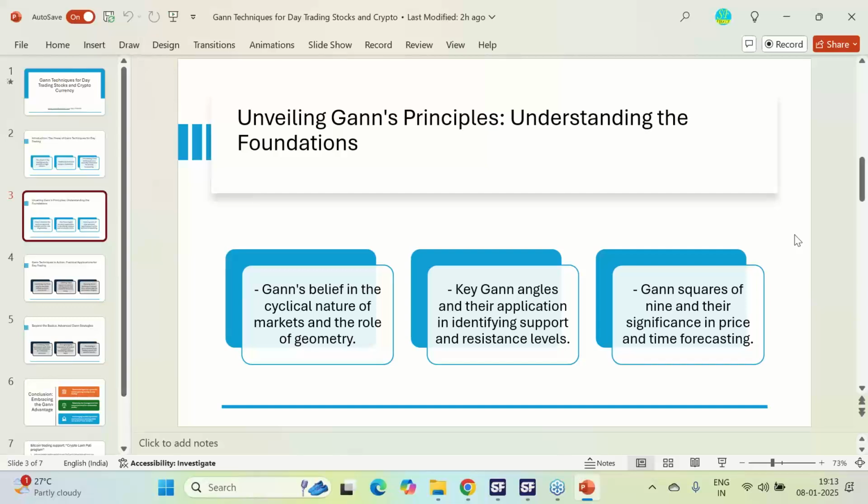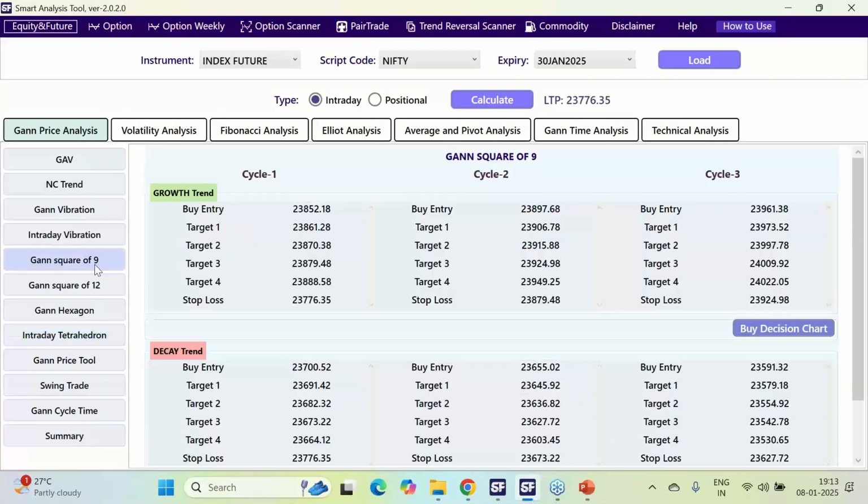So key angles and their application in identifying the support and resistance. That is one part. Gann square of 9 and their significance in price and time forecast. So Gann square of 9 also I can show you here. So this is the square of 9. Based on the closing price it has been taken. However, if you just look into these factors here, today you have gone to 23,593. So 593, second cycle completed, third cycle near to this, only 2-point deviation it has moved up.